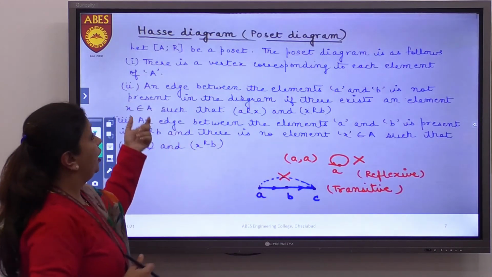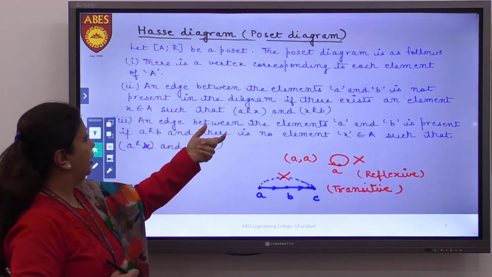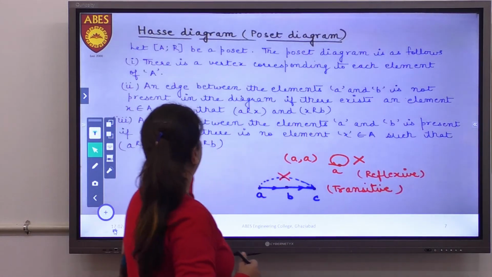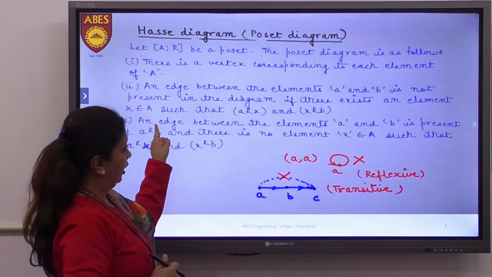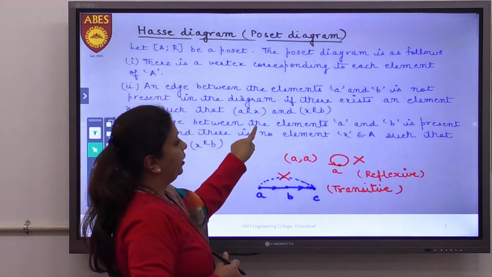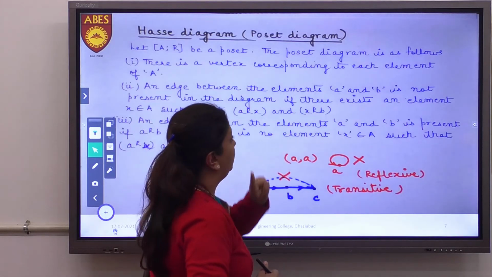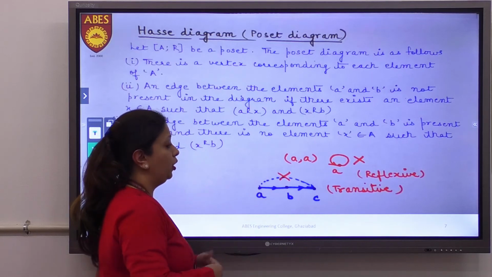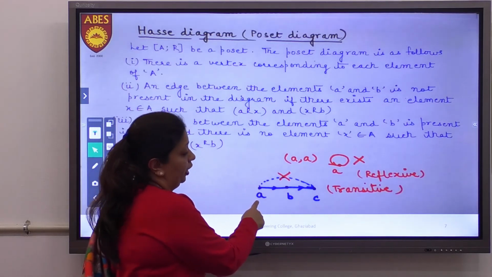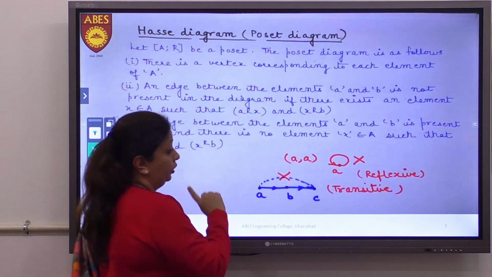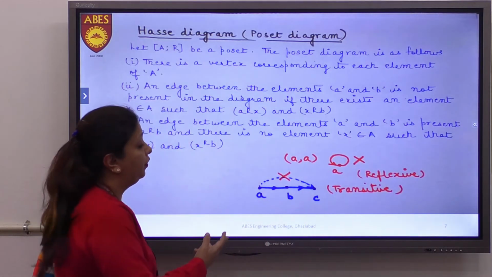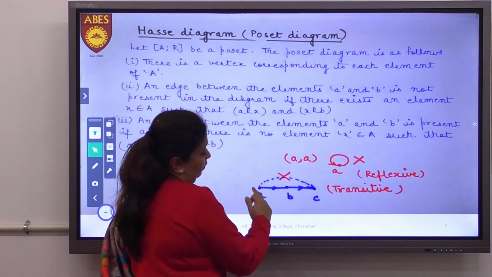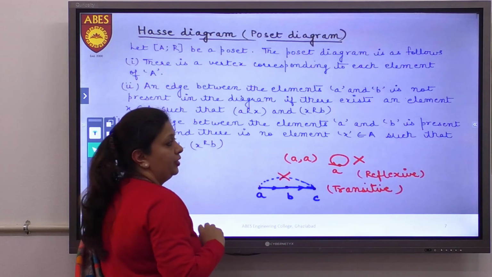Next, an edge between the elements A and B is not present in the diagram if there exists an element X that belongs to A such that A is related to X and X is related to B. This says when the edge will not exist. Now see, I have the elements A, B and C. These are transitively connected with each other. A is connected with B, B is connected with C. That means A is connected with C.